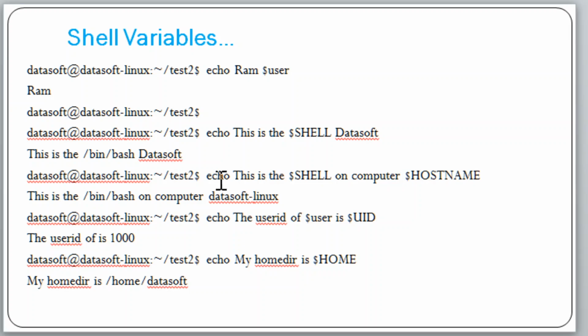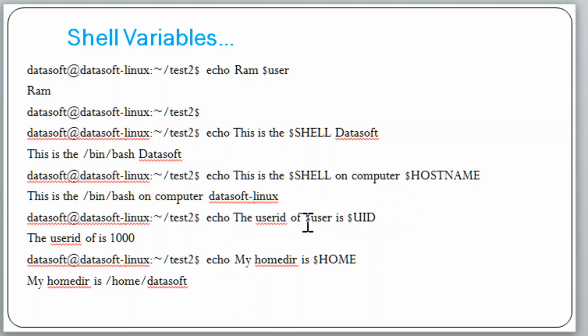Okay. We can even use two variables on one line. So this is the shell variable on computer HOSTNAME variable. And it's going to repeat, this is the /bin/bash on computer Datasoft Linux. So we echo these words, and then it filled in the variables. Okay.